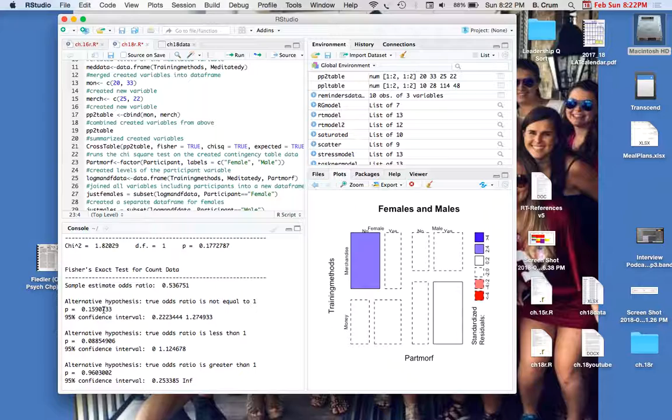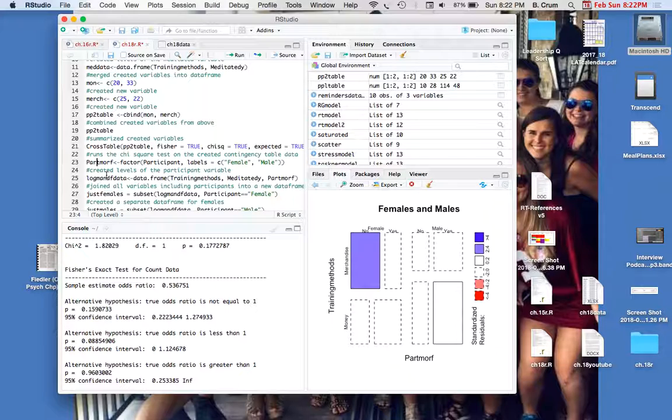Because the training method incentives does not have any effect on whether the people were able to dance or not. So that's what the non-significant values indicate between us. There's no association between the incentive type and whether the person could meditate or not. So there was nothing significantly found about their relationship.